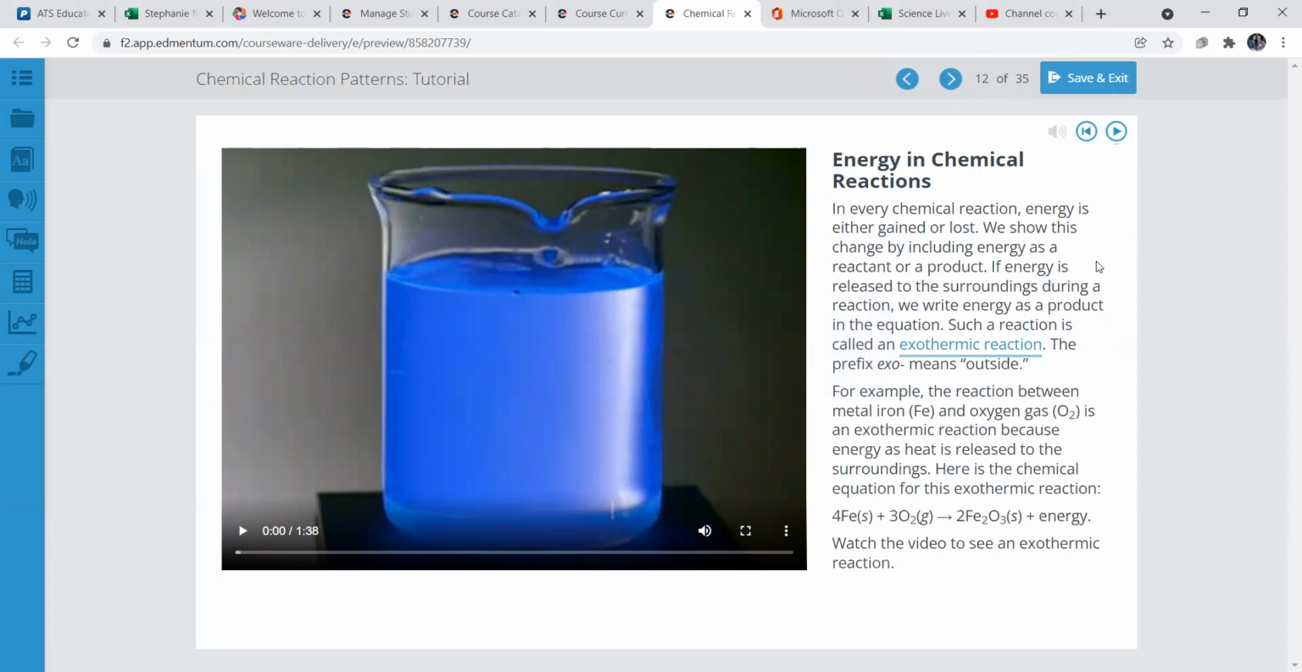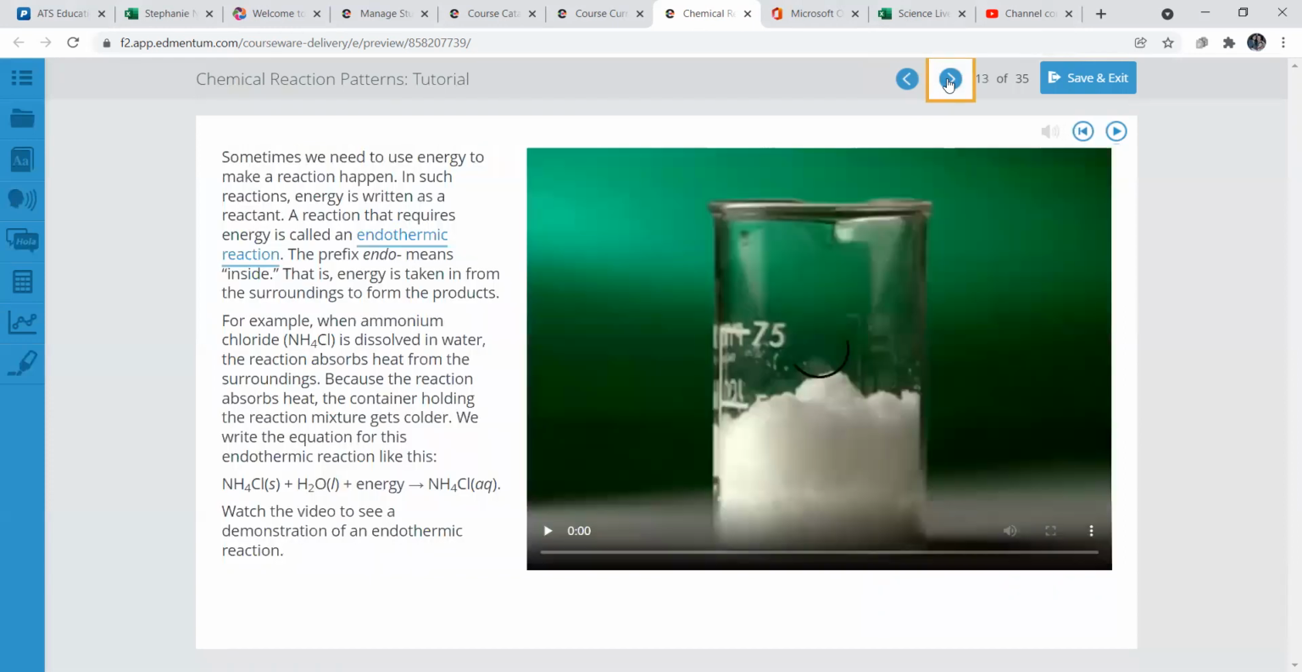But as you know, the law of conservation of energy states energy is neither created nor destroyed. So in every chemical reaction, energy is either gained or lost. So if something is occurring, energy is still present during the entire time. So let's see what's next.